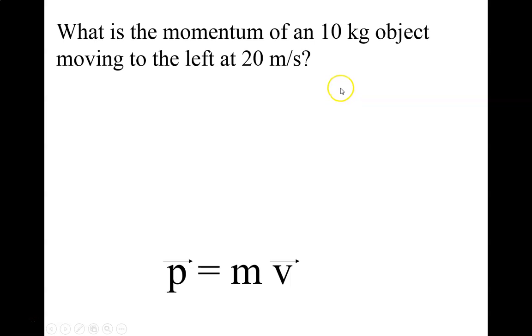What would be the momentum of a 10 kilogram object moving to the left at 20 meters per second? M is our mass, that's 10, times 20. Why do you think I threw in moving to the left? Probably because we should make that 20 negative, so it would be 10 times minus 20, which is minus 200 kilogram meters per second.